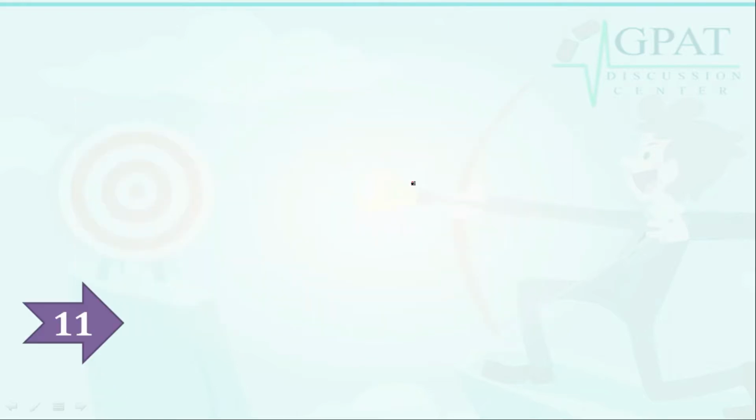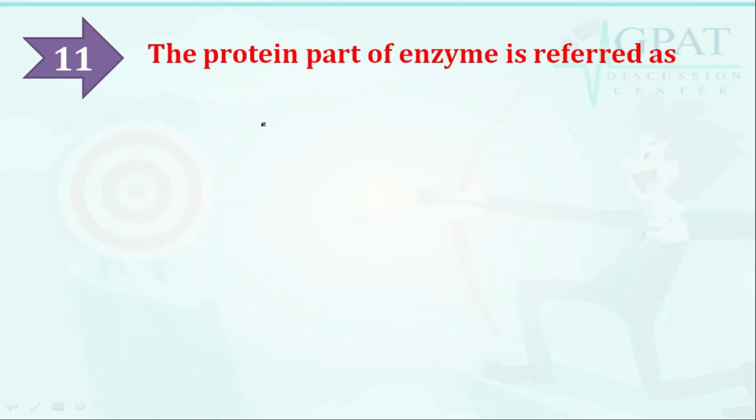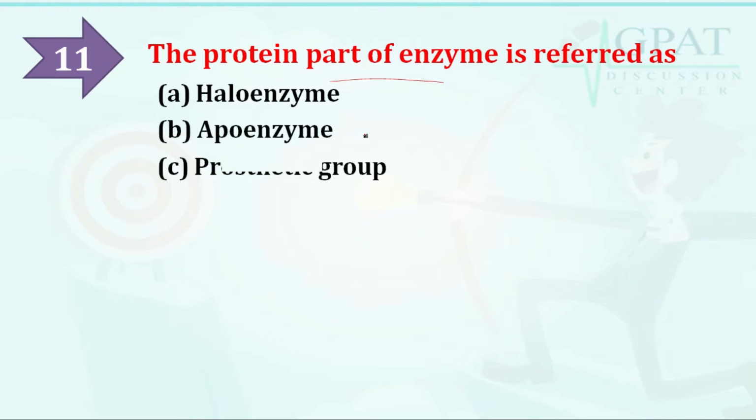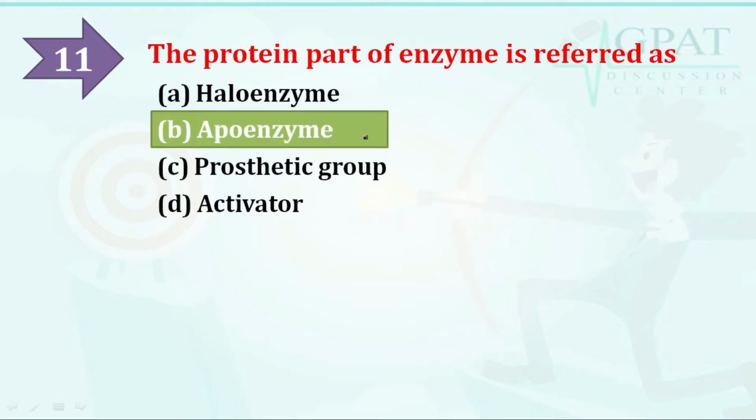So now the next question is, the protein part of enzyme is referred to as, and the options are: option A is holoenzyme, option B is apoenzyme, option C is prosthetic group, option D is activator. The protein part of enzyme is referred to as apoenzyme. Just try to memorize that protein, apo.